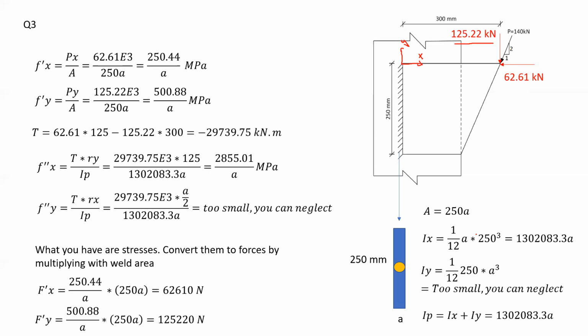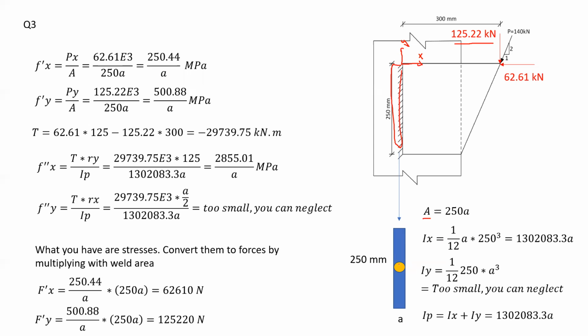After that, we should consider the information about the weld. We want to find the sectional characteristics of the weld. So for instance, I have drawn my weld in here. The weld that I have in here, I draw it down there. It has a length of 250 millimeters and a width of A. That's the weld fillet, so that's what we are looking for. A is unknown. Now, if we calculate the area for this weld, it would be equal to 250A.